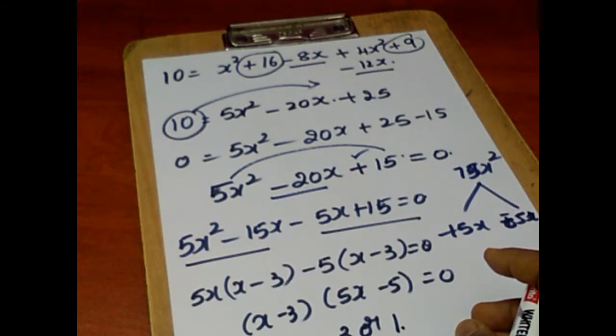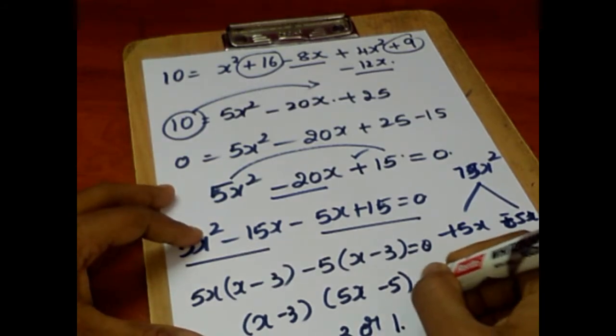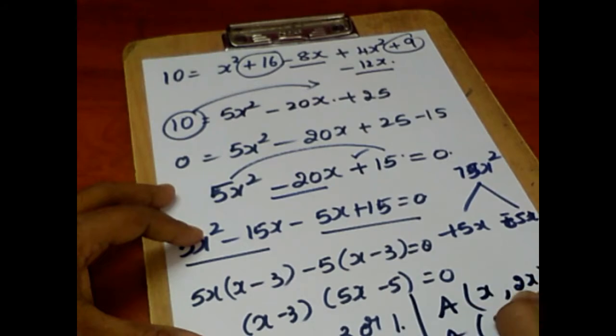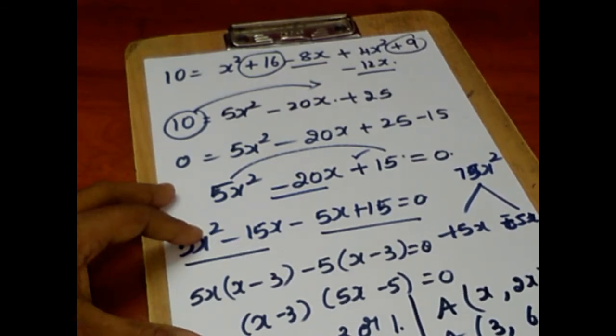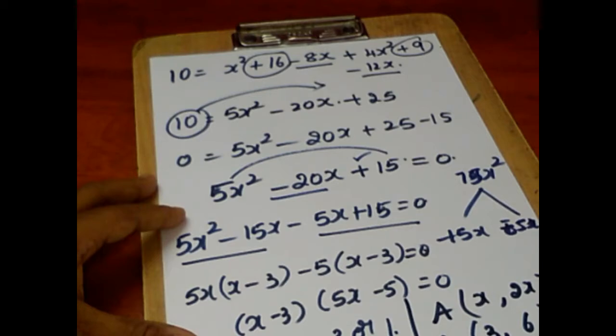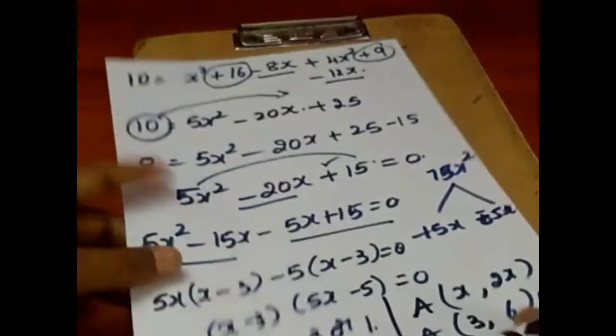Now what is asked to calculate? Find the coordinates of point A. So point A can be x comma 2x. If x is 3, this is 6, or if this is 1, this is 2. Graphically you can check, children, the distance between 4 comma 3 and 3 comma 6, or the distance between 4 comma 3 and 1 comma 2, the distance will be equal to root 10 units.